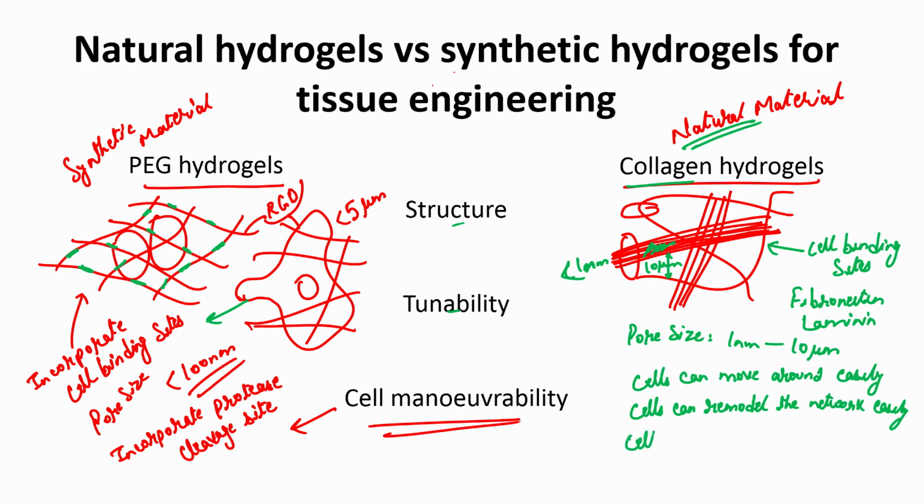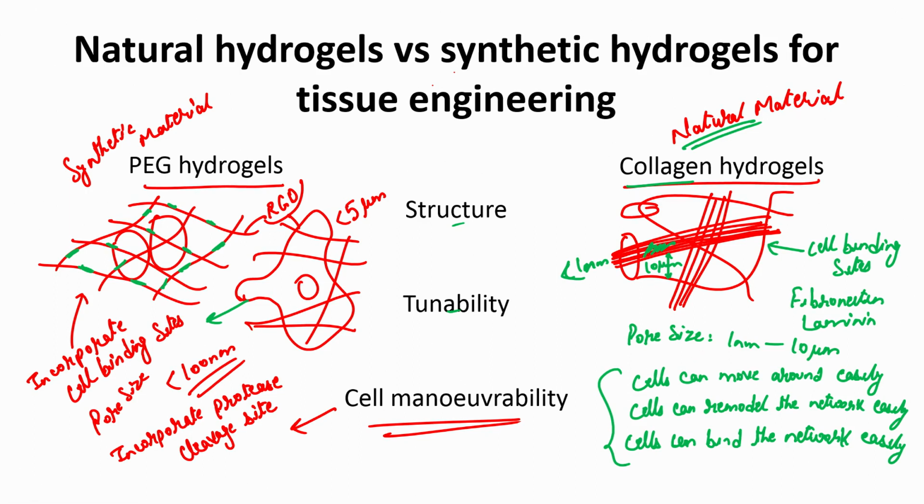And then cells can also bind the network easily. So, you can see all of these are advantages of a natural system, because you do not have to worry about making another component that has a cell binding site, you do not have to worry about making another component that has a cell cleavage site. That is all inherently present.